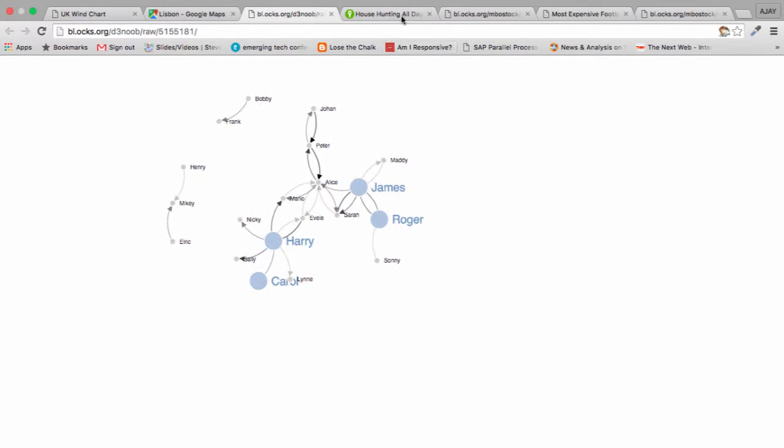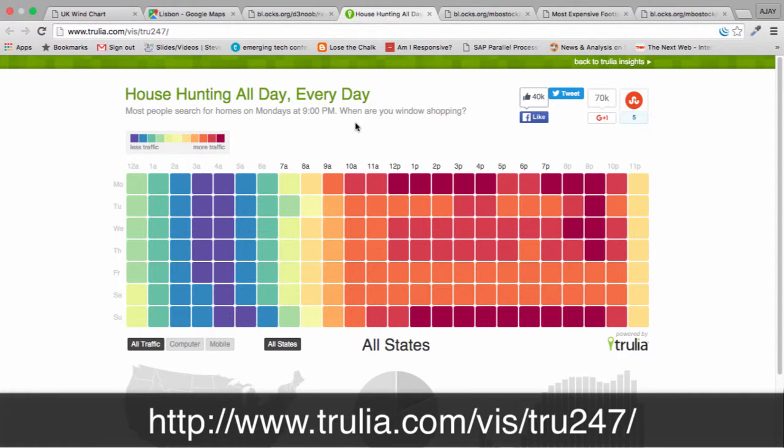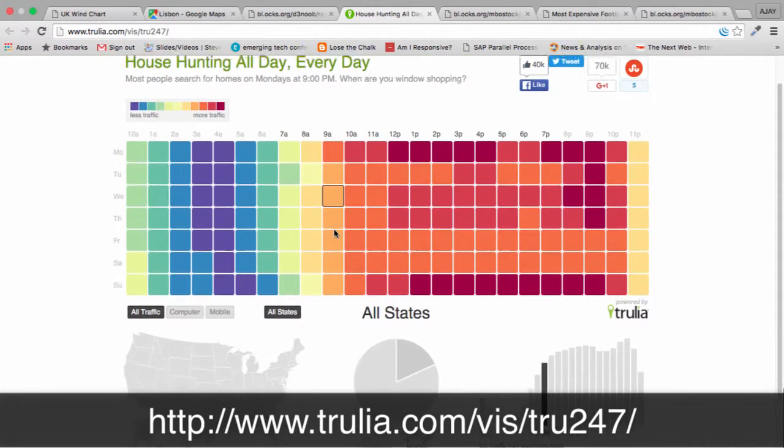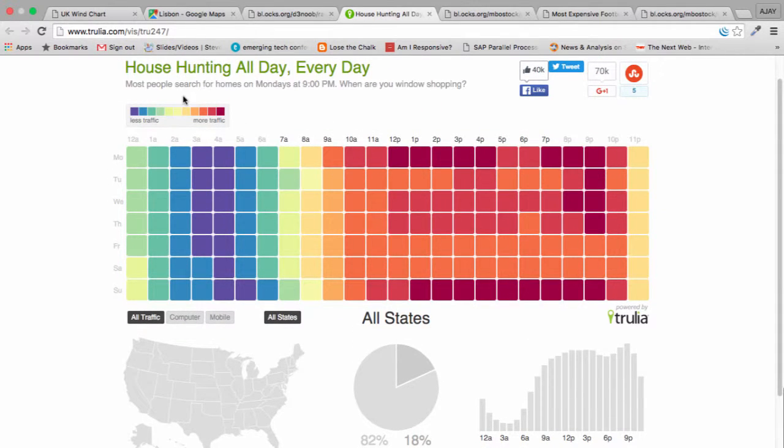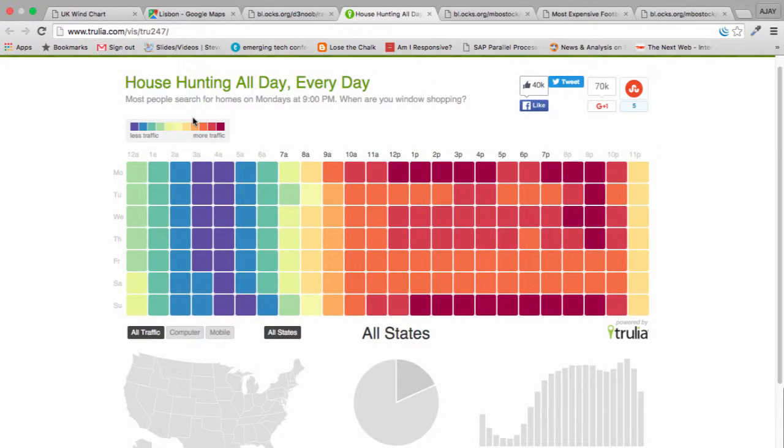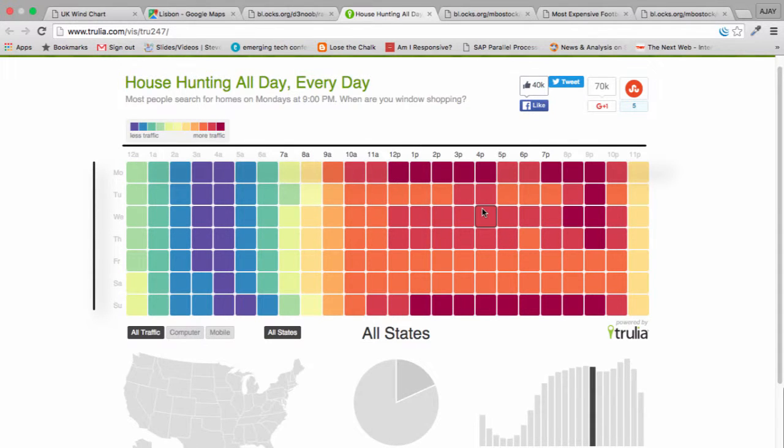Now coming back to other forms of data visualization, this is a typical heat map. You can see this is an interactive heat map, linked to bar charts, pie charts, and also to a map as well. If you see the legends here, this heat map is showing how many people are looking for a house in a week, throughout the day.